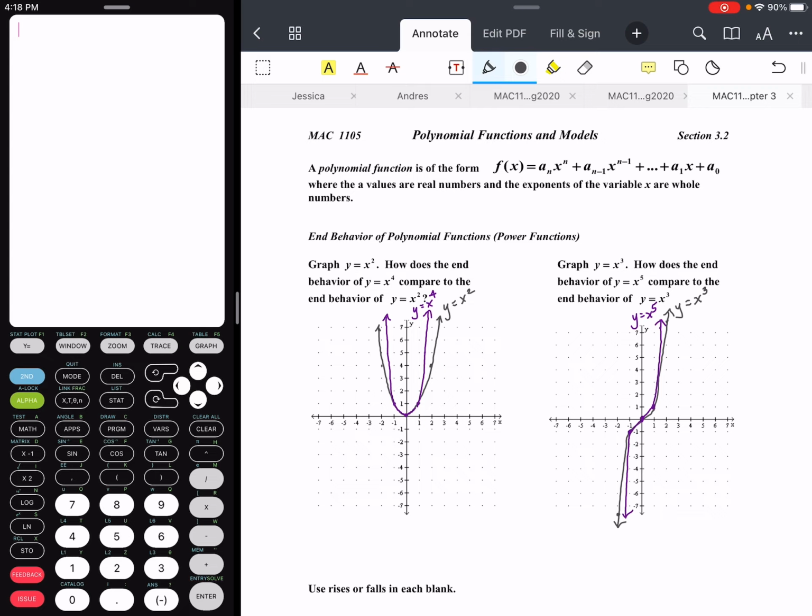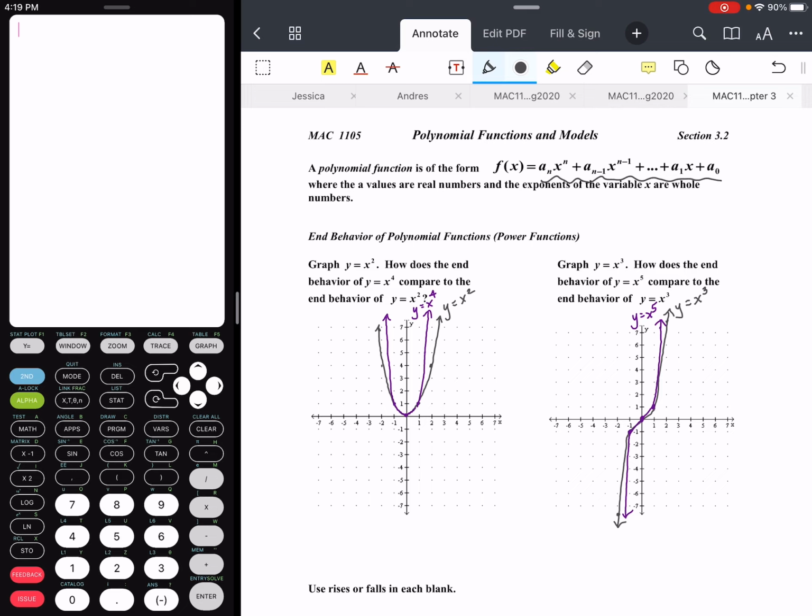So a polynomial function is of the form f of x equals a sub n times x to the power n plus, and so on. I'm going to let you read this. But basically, it's going to be a string of terms with real coefficients and then variables with whole number exponents, meaning they have to be positive numbers.